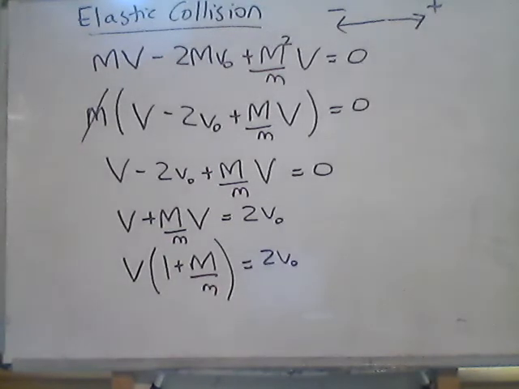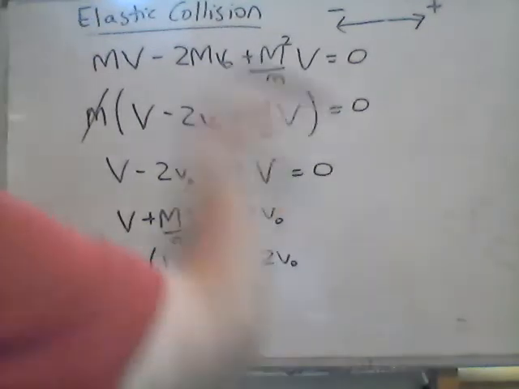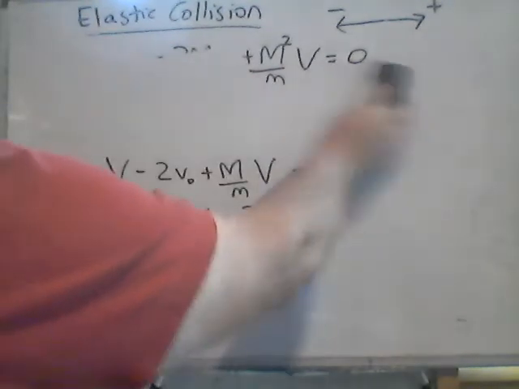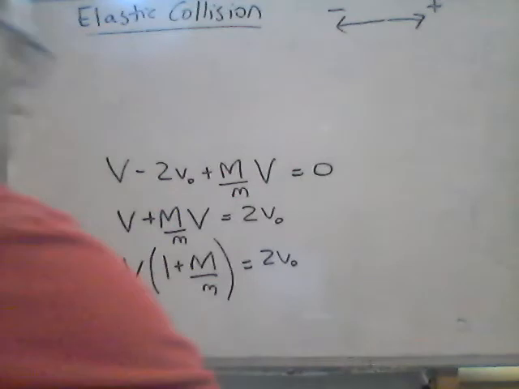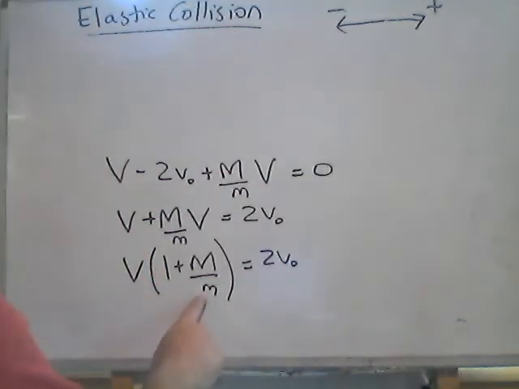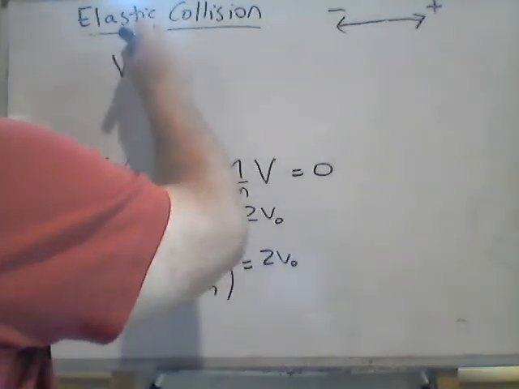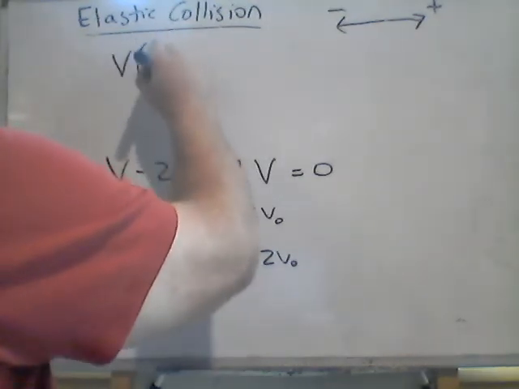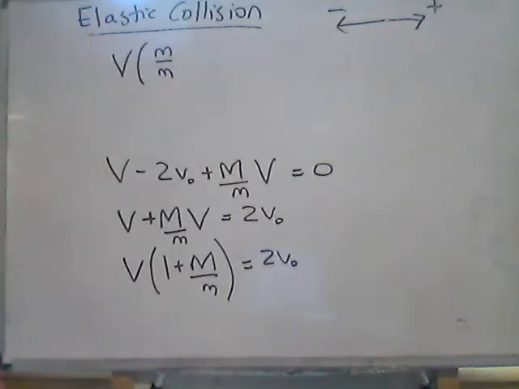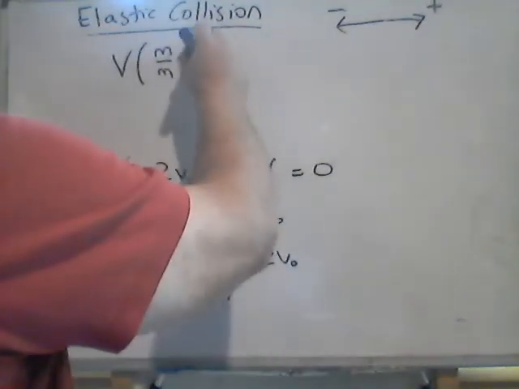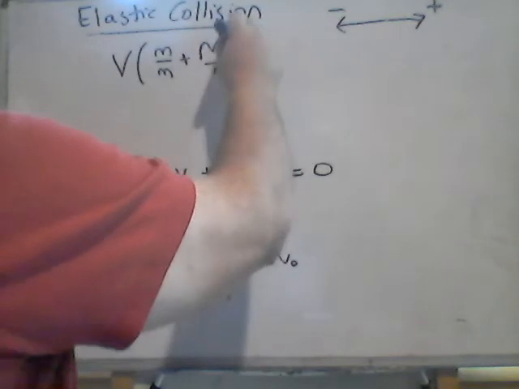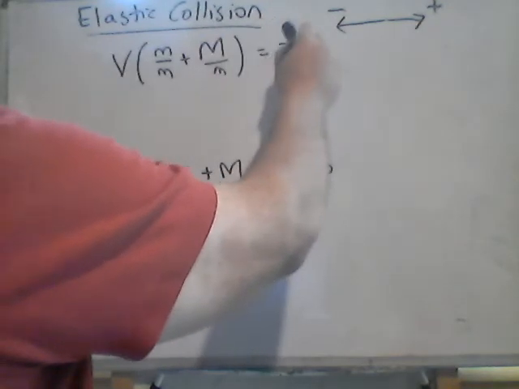Okay, and then the next thing I can do is get a common denominator right here. So I'm going to erase what's up here now. So the common denominator would be little m. How do I do that? Well, I'll turn this 1 into little m over little m. So big V times, instead of 1, I'll write in a suggestive form, little m over little m, plus big M over little m is 2 V naught.